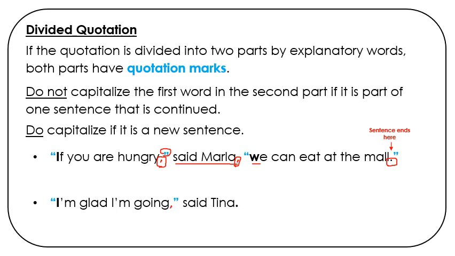"I'm glad I'm going," said Tina. "We will have fun." The first sentence ends after Tina. Tina said are the explanatory words or the attribution. We put a comma at the end of her direct quote and then a period here at the end of that sentence. Then we start the next part of the quote with a capital because it's a new sentence.